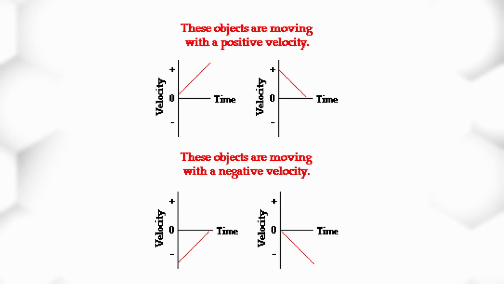So one knows an object is moving in the positive direction if the line is located in the positive region of the graph, whether it is sloping up or sloping down. And one knows that an object is moving in the negative direction if the line is located in the negative region of the graph, whether it is sloping up or sloping down.